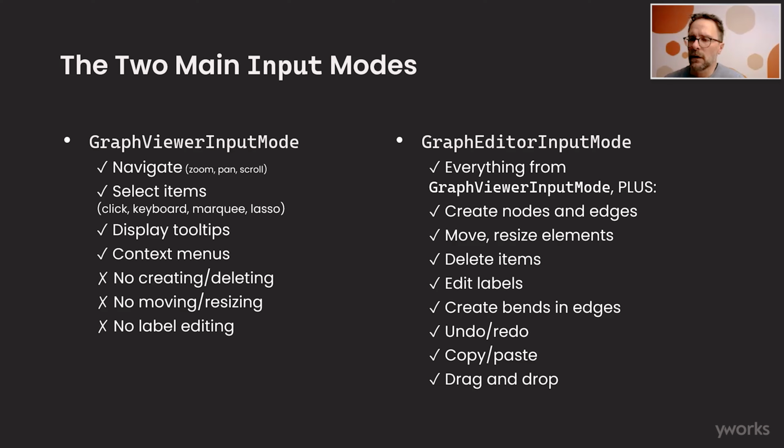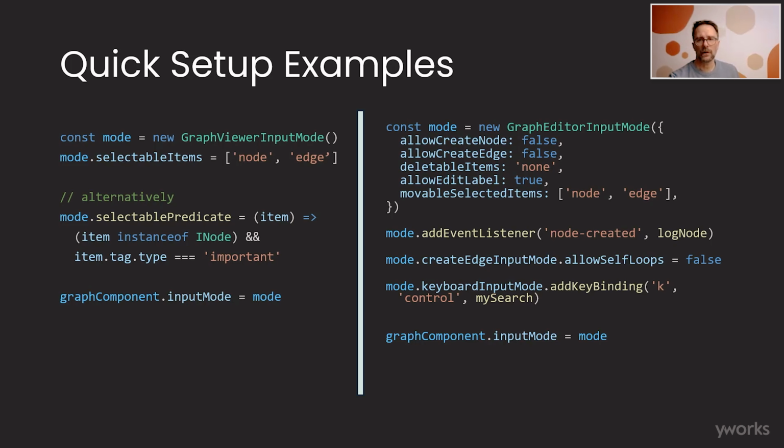Graph Editor also allows you advanced stuff like doing undo, redo, copy, paste, drag and drop operations, anything that you can imagine, basically. There's also things like snapping and assisted drawing and constructing of elements. So this is how it works. You instantiate a new instance of the respective input mode. Then you optionally reconfigure it to your liking. So if you don't want the user to dynamically create nodes, you can disable this for the editor input mode, even though it's editing.